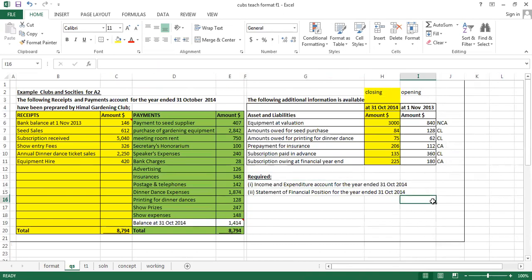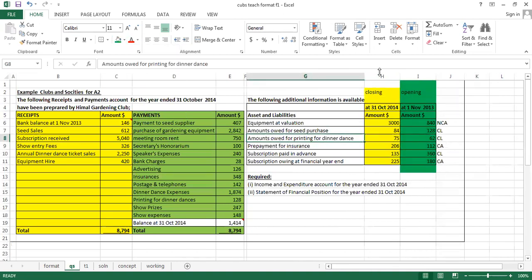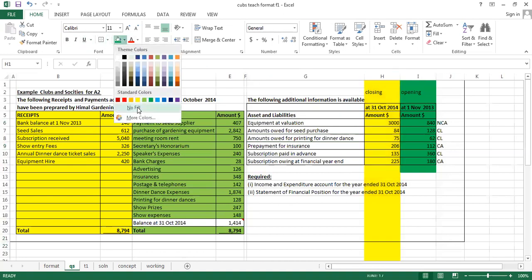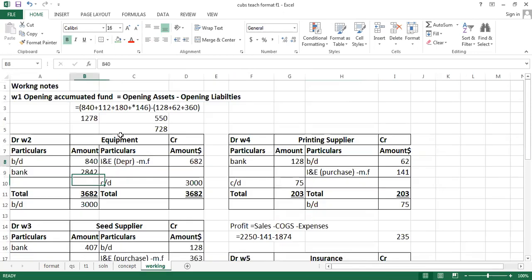Now, to calculate the opening accumulated fund, you need to look at the opening side of the additional information. This section, you're going to look up. I'm going to analyze this. So you're going to look at the opening information, and you are going to use this working note. See, working note 1. This information you're going to use, because I'm going to copy and paste it here.